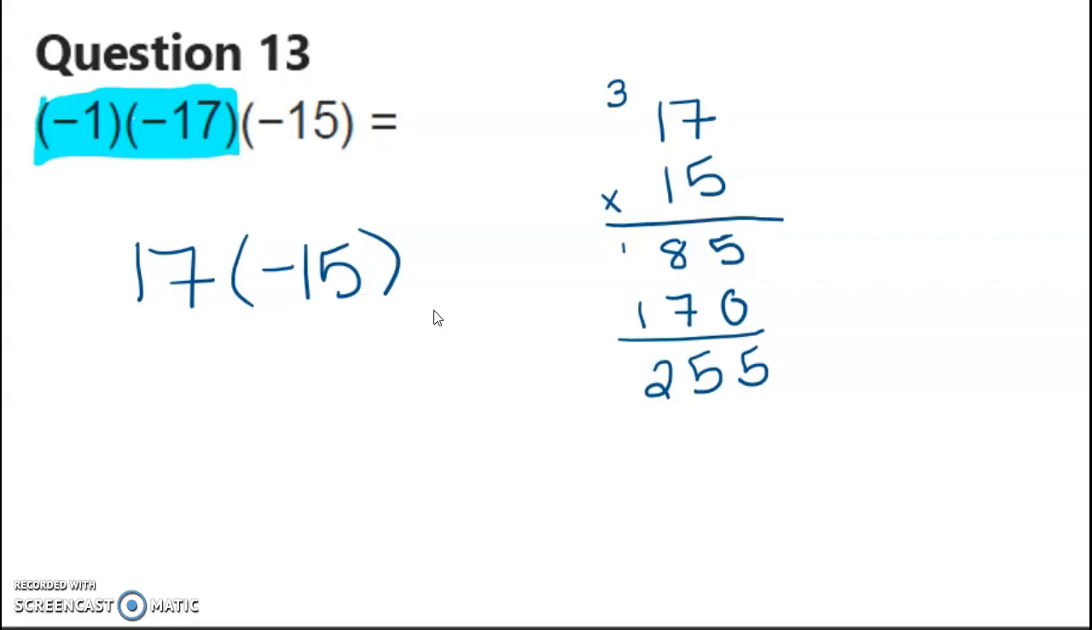So we have 255. But my signs are not the same. Because they're not the same, that means this must be a negative result. So it should be -255.